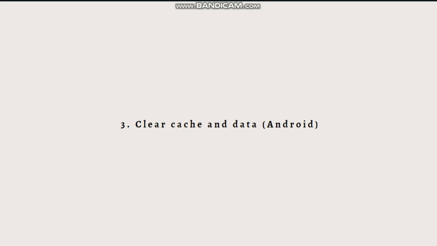Next is to clear cache and data. If you're using Android, you can try clearing the cache and data of the Instagram app. Go to your device's settings, navigate to apps and then application manager, locate Instagram and select it. Then tap on storage and choose to clear cache and clear data. Note that clearing data will log you out of the app, so you will need to sign in again.